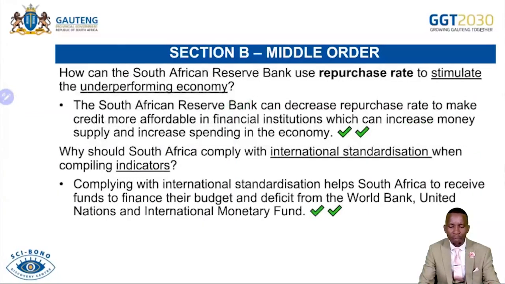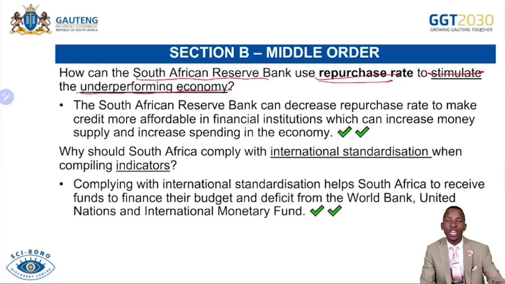How can the South African Reserve Bank use the repurchase rate to stimulate the underperforming economy? So now we go straight. Now, you know that we should be applying expansionary monetary policy. So you know the repo rate. You know that it can be used to stimulate an underperforming economy if ever we apply expansionary monetary policy.